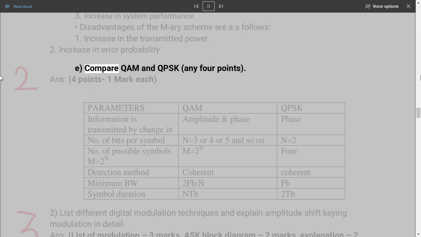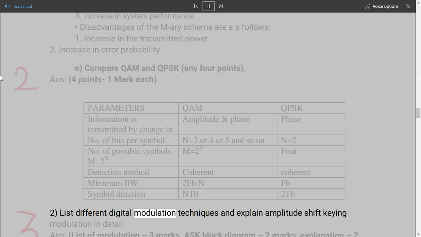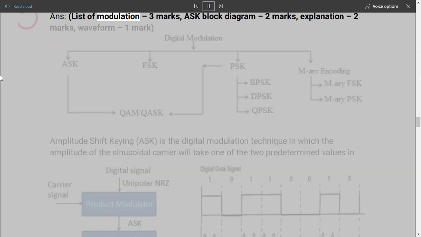Compare QAM and QPSK, any 4 points. Answer: 4 points, 1 mark each. 2. List different digital modulation techniques and explain amplitude shift keying modulation in detail. Answer: list of modulation 3 marks, ASK block diagram 2 marks, explanation 2 marks, waveform 1 mark.